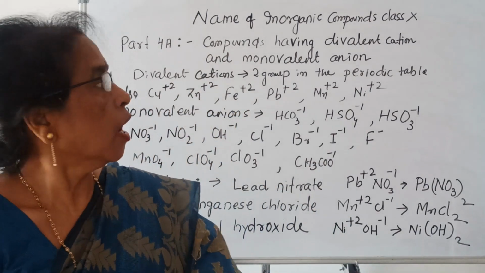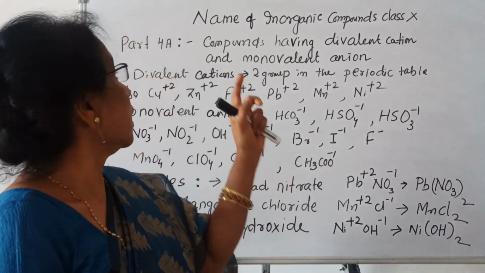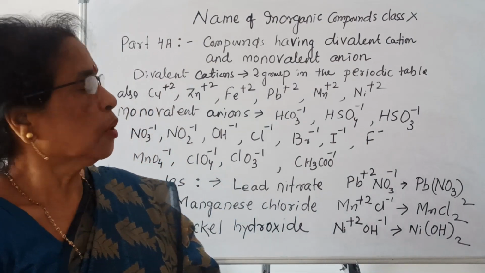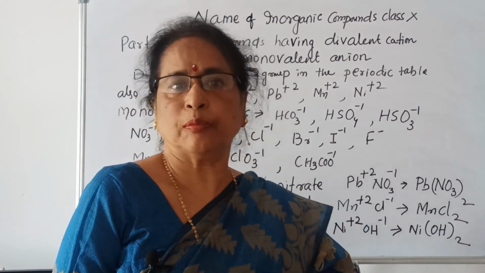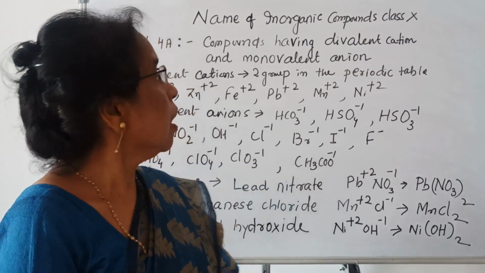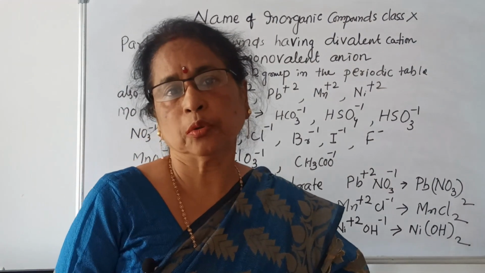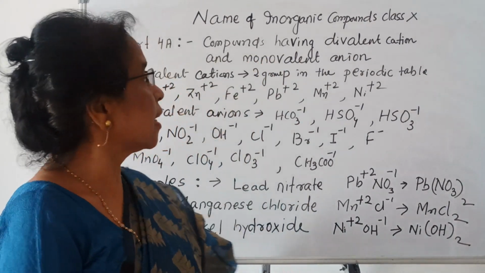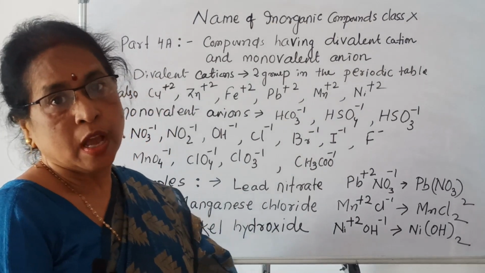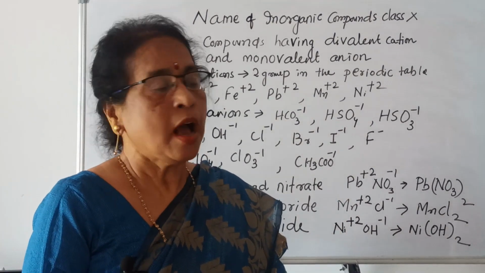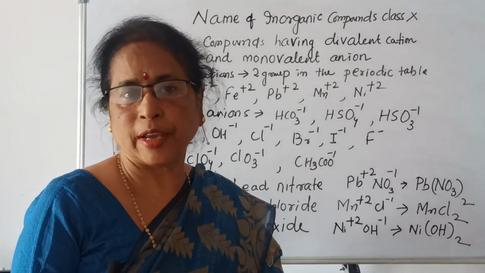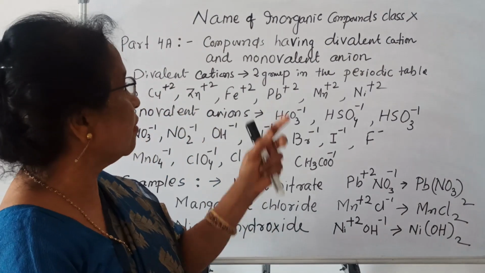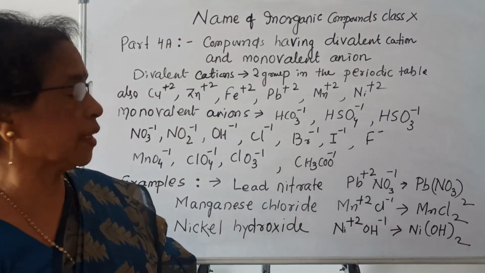Now I am going to focus on the names of inorganic compounds for class 10. Though it is written class 10, it is also helpful for 11th and 12th. And now here in part 4, I have given some compounds having a divalent cation and a monovalent anion. Also in part 4A, so many compounds remain. That is why I want to explain other compounds having a divalent cation and a monovalent anion.